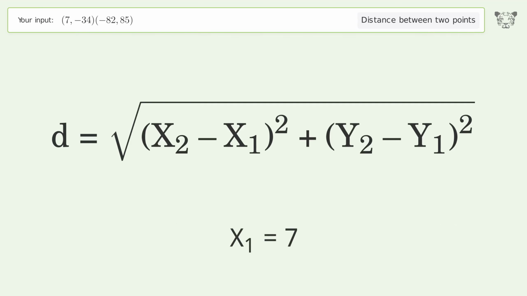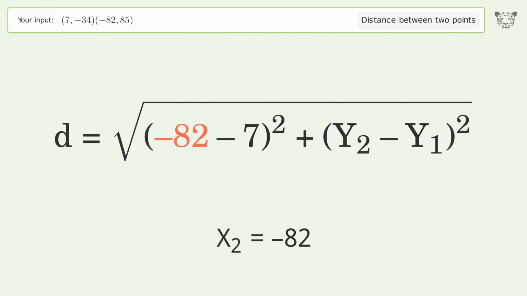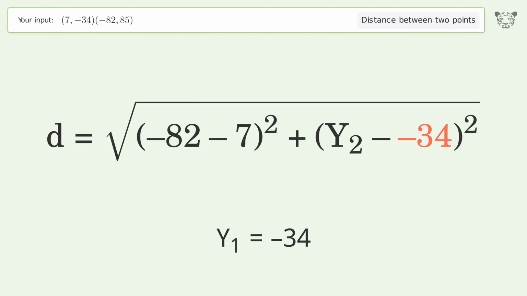x1 equals 7. x2 equals -82. y1 equals -34. y2 equals 85.